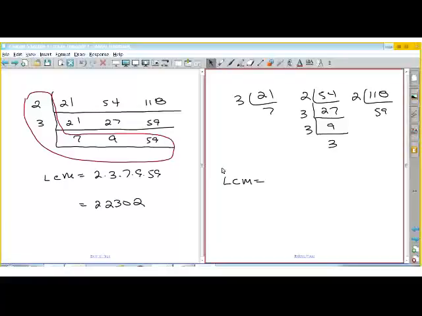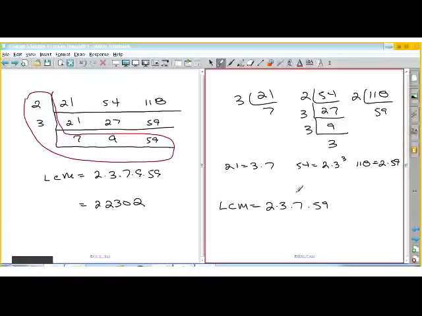So the least common multiple, well, I've actually got to do the prime factorizations here. I didn't do that. So 21 is equal to 3 times 7. 54 is equal to 2 times 3 cubed. And 118 is equal to 2 times 59. So I list all the numbers that are part of any of the factorizations. So I have 2 from here. I have 3 from there. I have 7 from there, and I have 59.